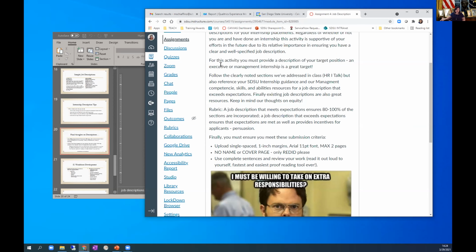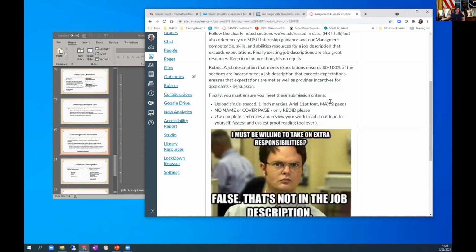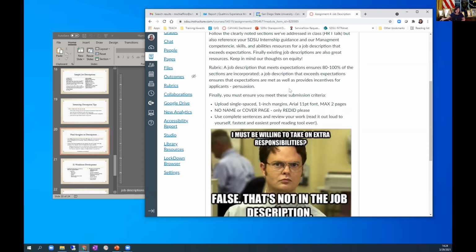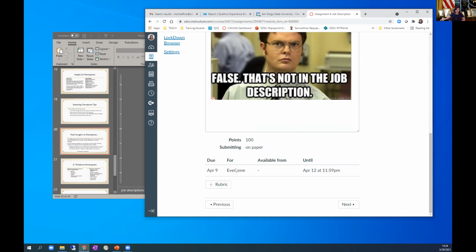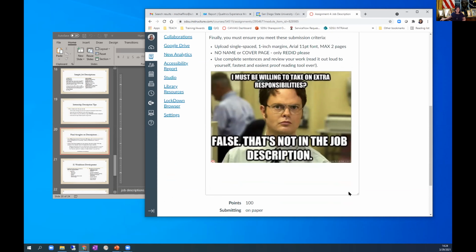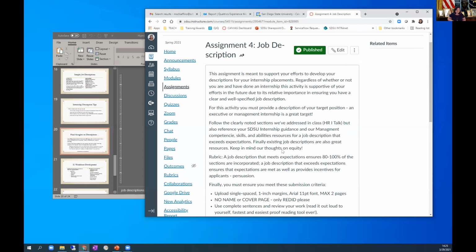So that's why I said an executive level or management internship is a great target. But basically, upload single space, 1-inch margins, maximum 2 pages, no name or cover page, complete sentences. Although if you're doing the bullets, you're welcome to do bullets in this one, very much so. Any questions about the job description? And the due date, it's open till the 12th, but it's due April 9th. Oh, actually, no, it should be May 1st. I'm sorry, I'll fix this. That should have been a May 1st max deadline. I'll fix that right now. Any questions about assignment 4?